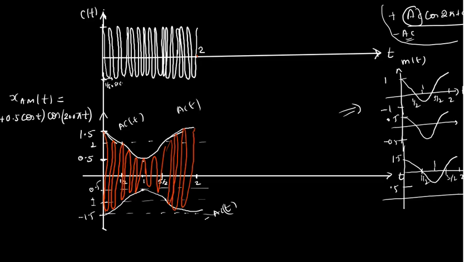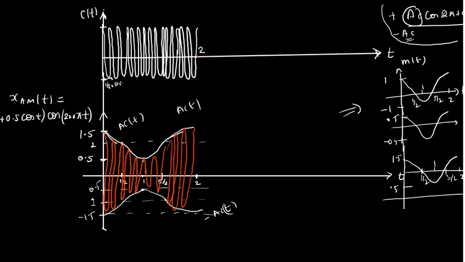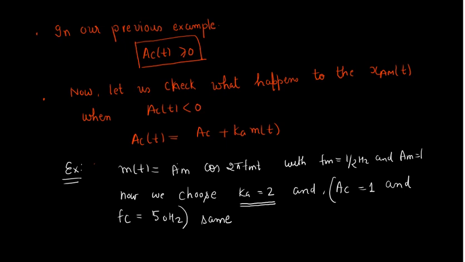So in our previous example, we have seen that the envelope of the amplitude modulated signal was positive for every t, but it might be possible that the envelope may be negative for few values of time instants. So now let us check what happens. I mean, what would be the structure of the amplitude modulated waveform if our a(t) is negative for some values of t.